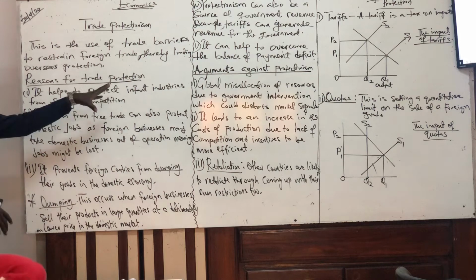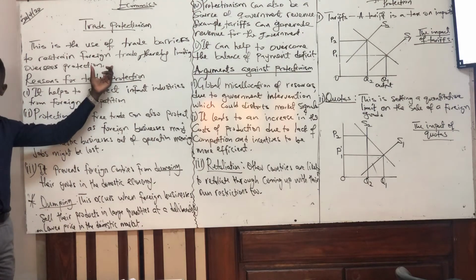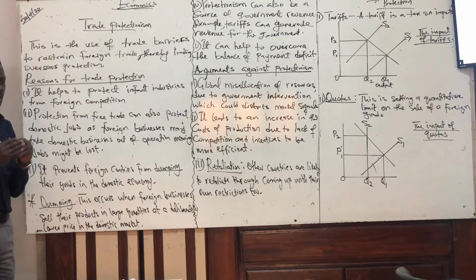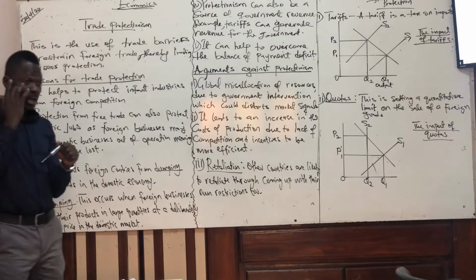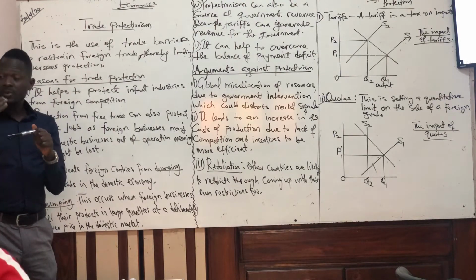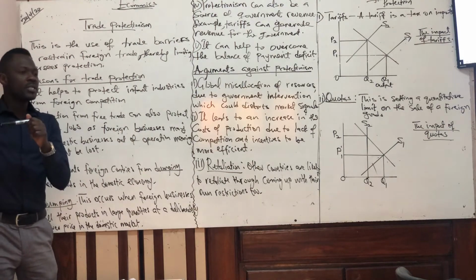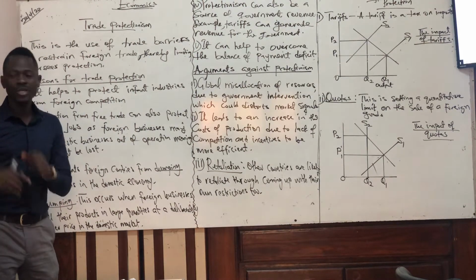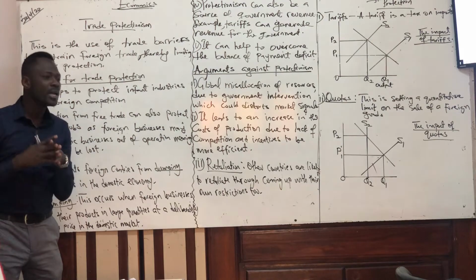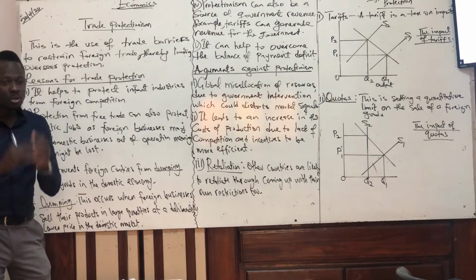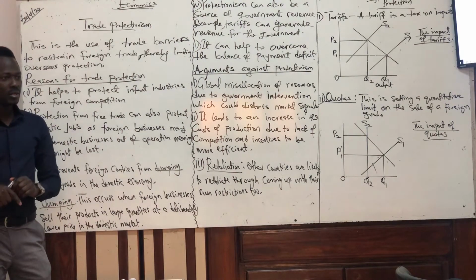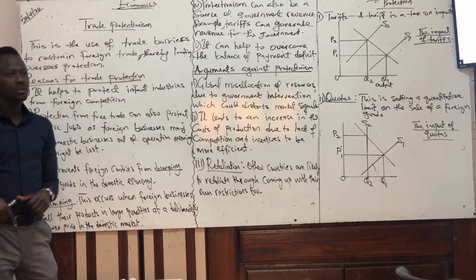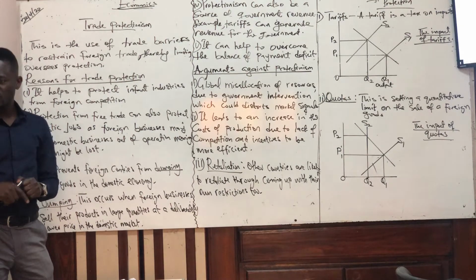Restrain foreign trade, thereby limiting overseas protection. So what he's saying is this: if there's a trade barrier, it means you are not allowing foreign businesses to set up in your country, or you're not allowing foreign businesses to operate in the domestic market. So you restrain them, you stop them, or you reduce their activity. That's what it means by trade protectionism.